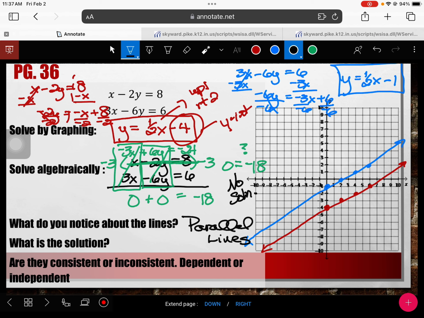Yes? What's the what? Oh, yeah, that's way up there, isn't it? It is 1/2 x minus 1.